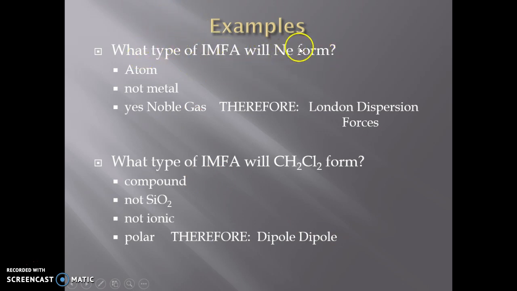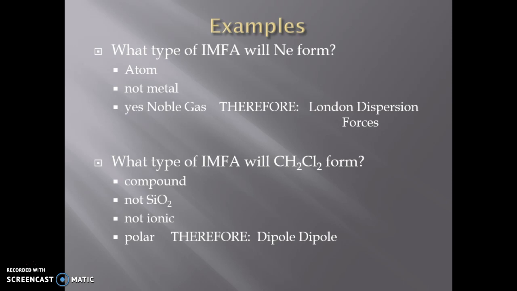So let's say that we want to know what kind of IMFA neon is going to form. So neon, we look at the formula, we know it's an atom. We follow the flow chart. Neon is not a metal, but neon is a noble gas. So we know that there's going to be London dispersion forces holding neon together if we can get it cold enough or compress it enough to form a liquid or to form a solid. The attractions that hold those atoms together are going to be London dispersion forces.